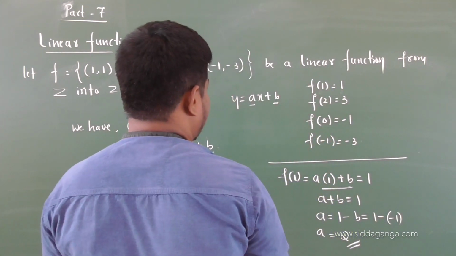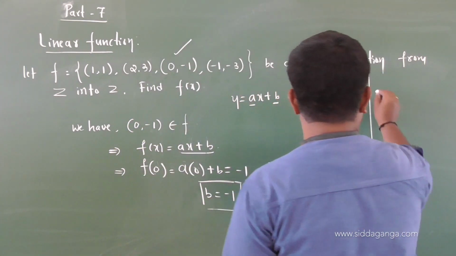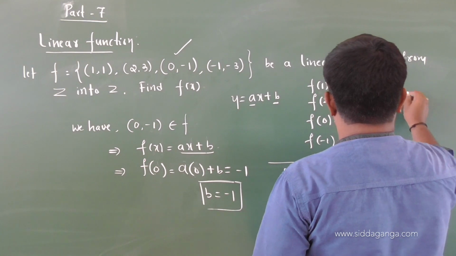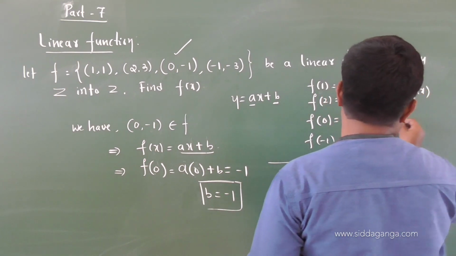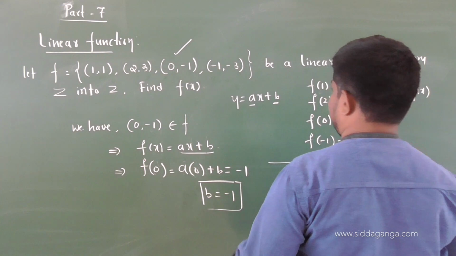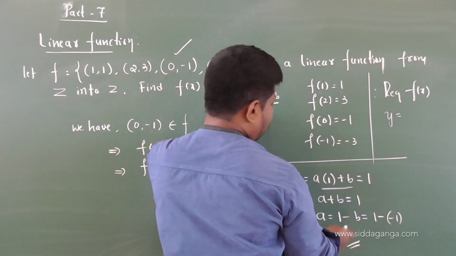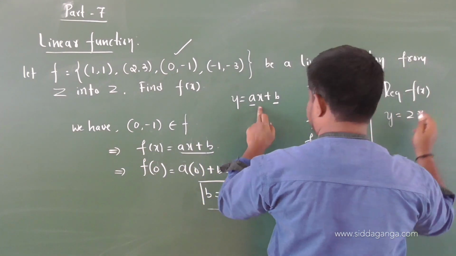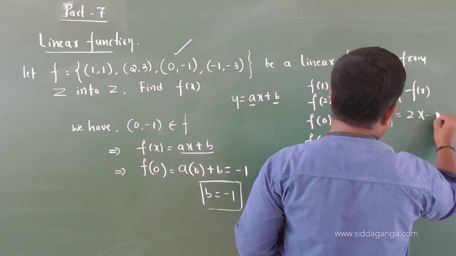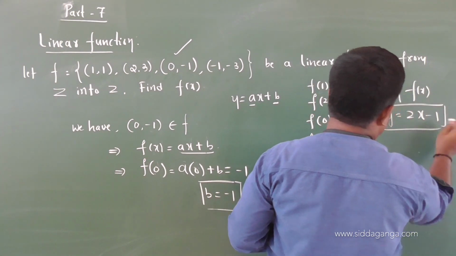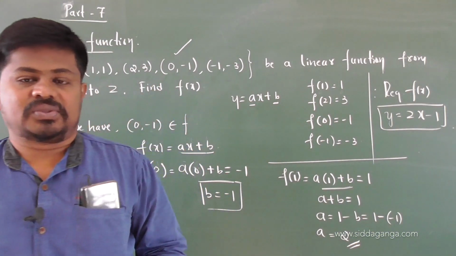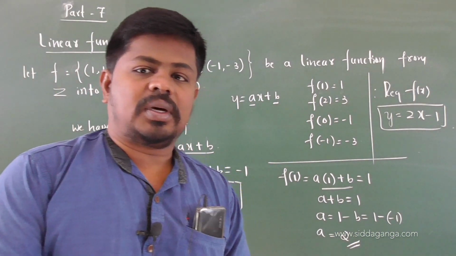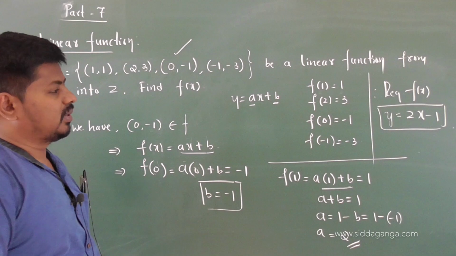So the required function is therefore f of x, or y, is equal to ax plus b. In place of a we have 2, and b is -1, so 2x - 1. This is your required answer: f of x is equal to 2x - 1, or y is equal to 2x - 1.